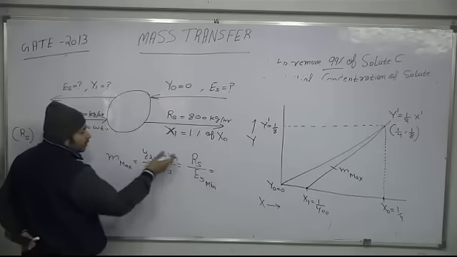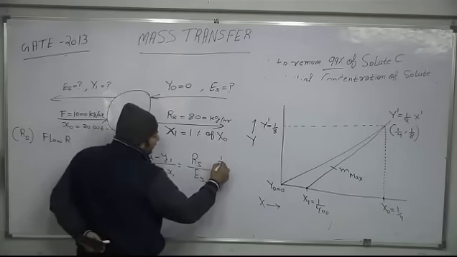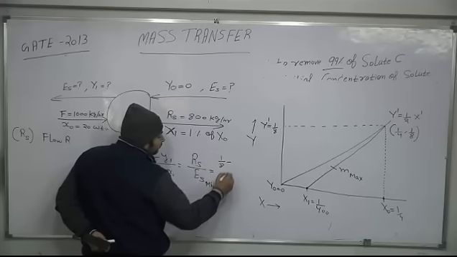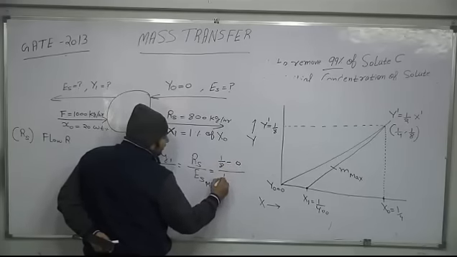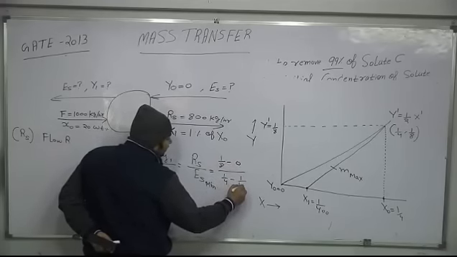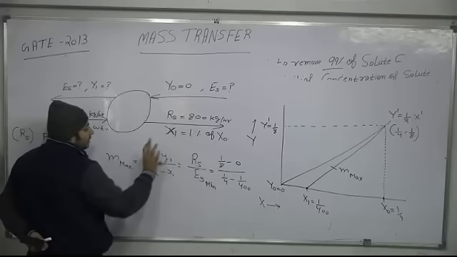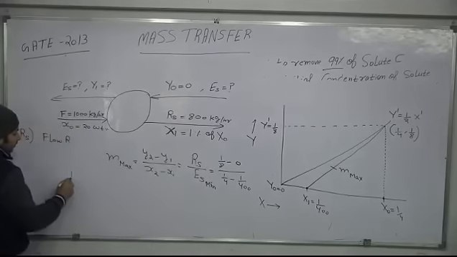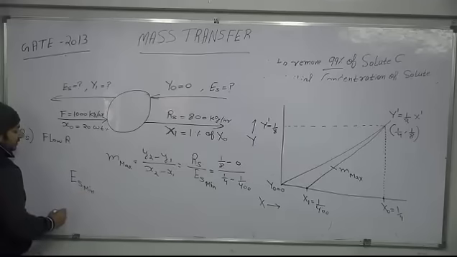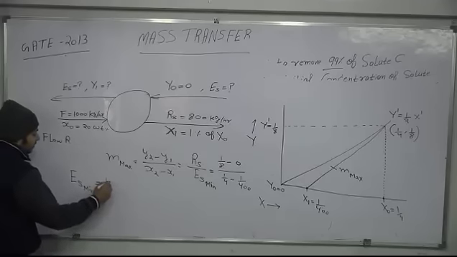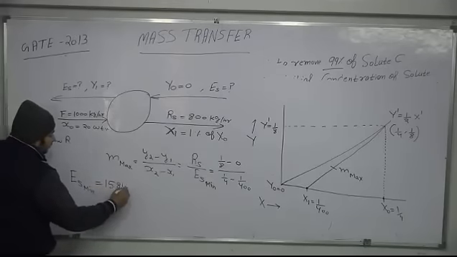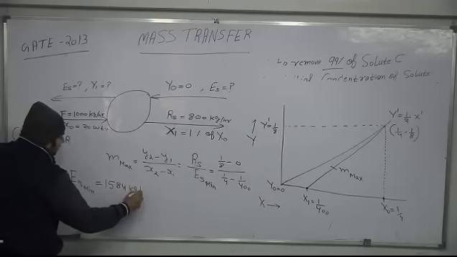Equal to, I know y2 minus y1. It is 1 by 8 minus 0 divided by 1 by 4 minus 1 by 400. And we know what RS is. RS is 800. So we can determine the value of ES minimum, where ES minimum, if you calculate, will come out to be 1584 kilogram per hour.